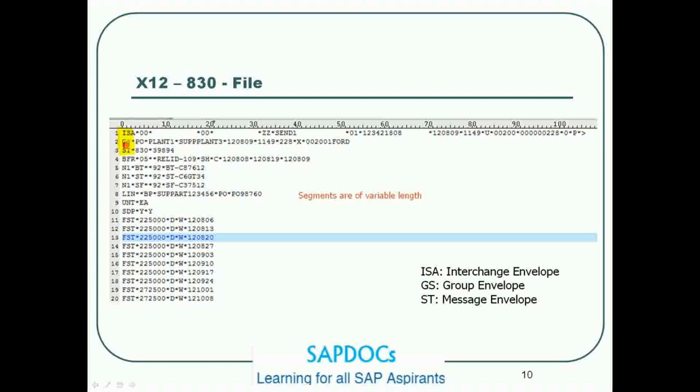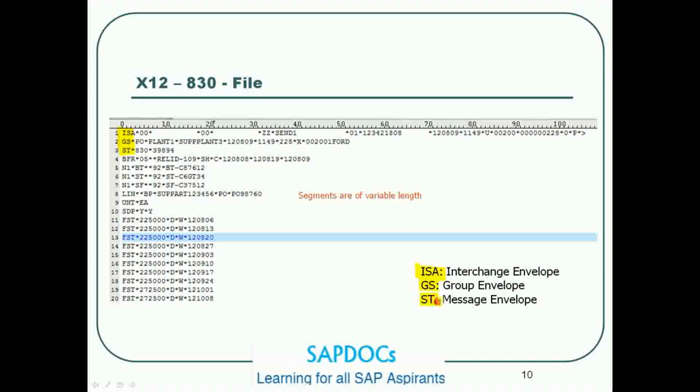Envelope in the way that it tells who is the sender of the message and who is the receiver of the message. So the ISA is the interchange envelope, which means it tells the sender-receiver pair. GS is the group envelope, so it tells what message type it contains, what the groups are.